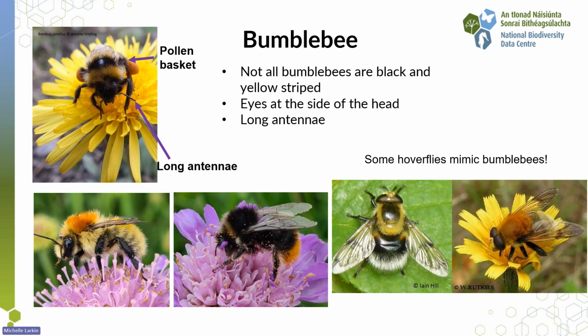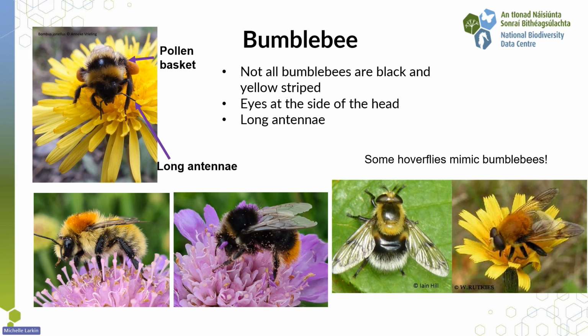So these are the groups. We have the bumblebees here. You've probably seen a couple of queens. These are the big, large, furry bees that are flying around at the moment. Just remember that not all bumblebees are black and yellow striped. We do have a number of different bumblebee species that look quite different.